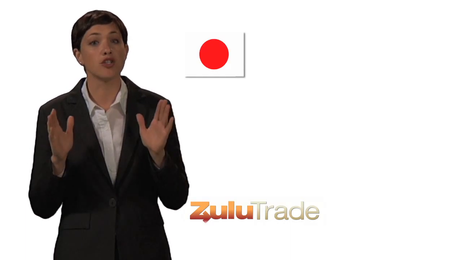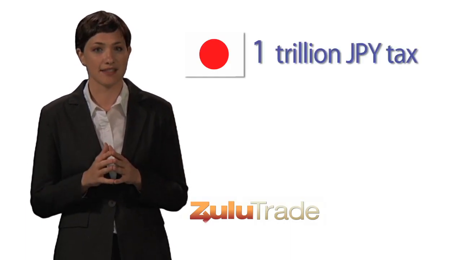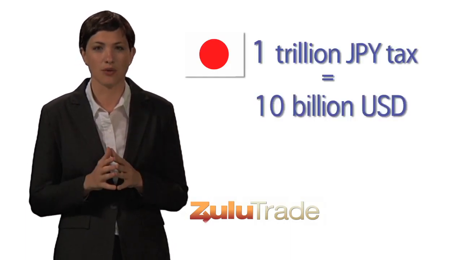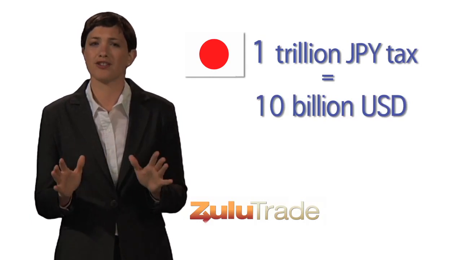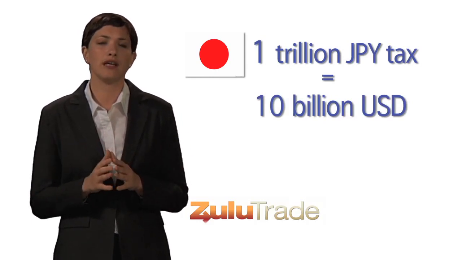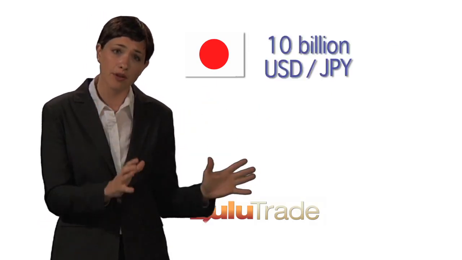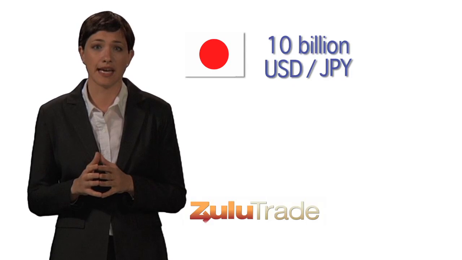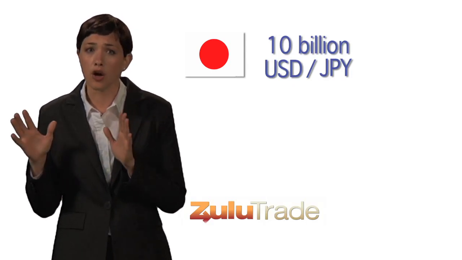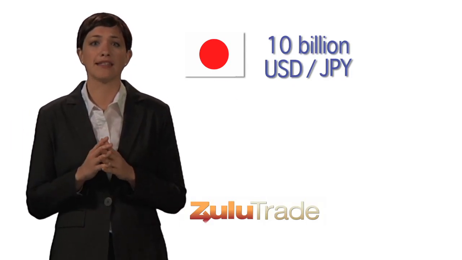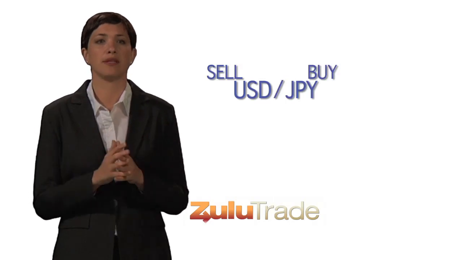It's April and it's tax season for the Japanese residents. Toyota has to pay 1 trillion Japanese yen in taxes this year. That's close to 10 billion US dollars. This is a large amount, even for Toyota. In order to pay the Japanese government, Toyota will have to convert the 10 billion US dollars to Japanese yen. So, Toyota goes into the Forex market and sells US dollars and buys Japanese yen.